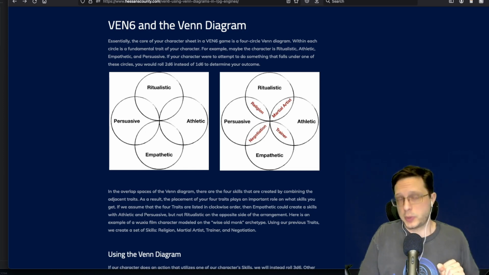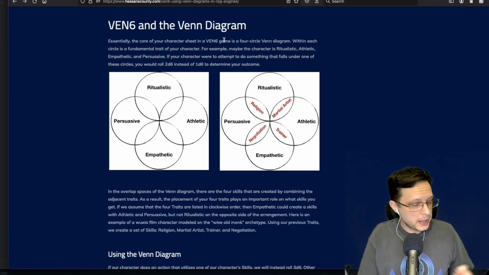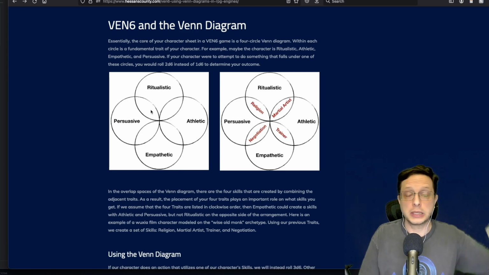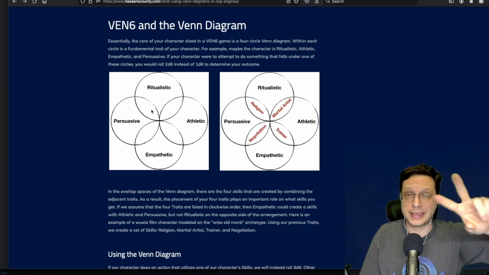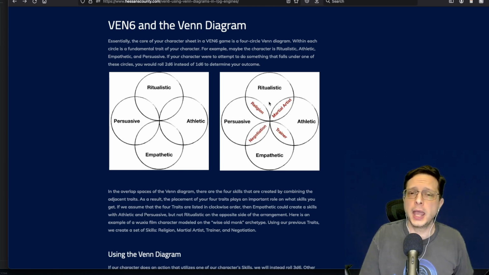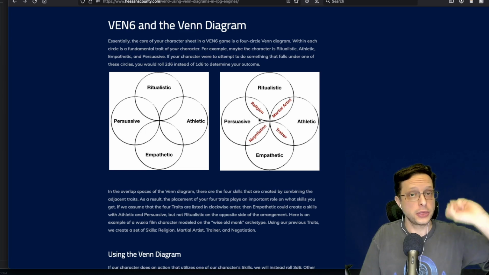One thing that's important to note is that in this game, we're going to be using D6s. Essentially, whenever you're doing an action that would fall under one of these traits, you will be rolling 2d6 and then adding together your pool to determine your final outcome. Whenever you're rolling something that a skill could apply to, you're adding an extra die, so you're actually rolling 3d6.